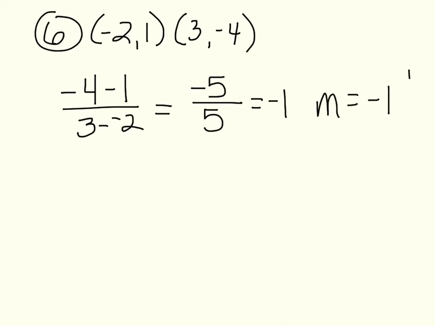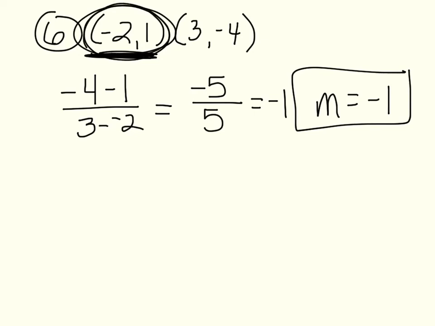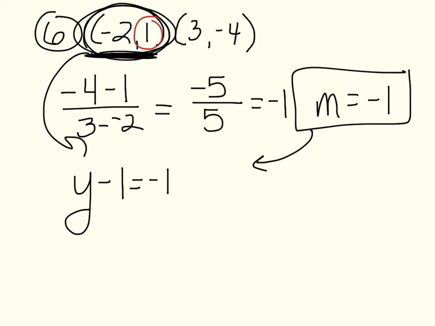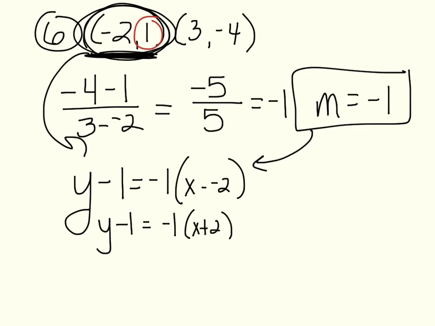So look what I have. I have a slope, and you can pick either point. I'm going to pick this point right here. So I'm going to take this point and this slope and plug it into my equation. y minus y1, my y value, is 1, equals my slope times x minus negative 2, which is my x value. So that gives me y minus 1 equals negative 1 times x plus 2. This is in point slope form. If you were asked to write an equation in point slope form, you would stop right now.